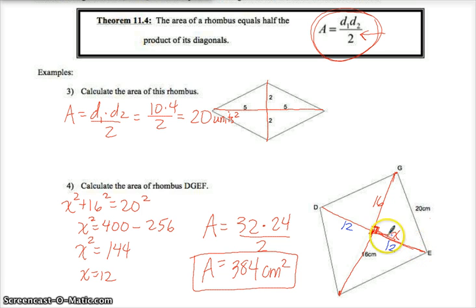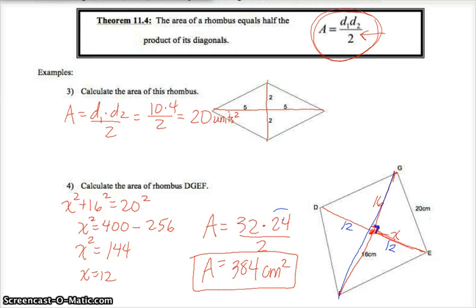Well, if that piece is 12 units, it's also 12 units over here because diagonals bisect each other. Not only do they intersect at 90 degrees, they also bisect each other. So one diagonal is 24, another diagonal is 32. We multiply those two together, divide by 2, and I get 384 centimeters squared.